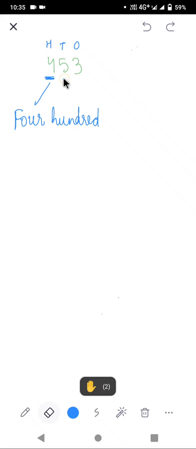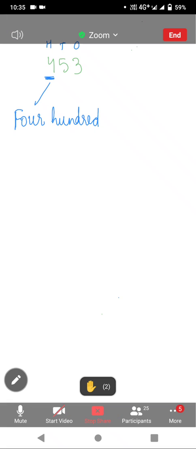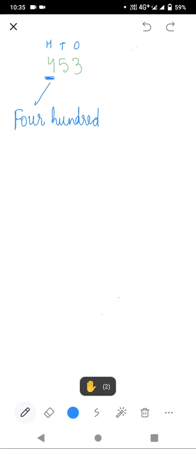Then the rest two digits we will write together, as we write two-digit number names. So we will take these two numbers together. It is 53. So we'll write fifty and three. So it can be written as four hundred fifty-three.